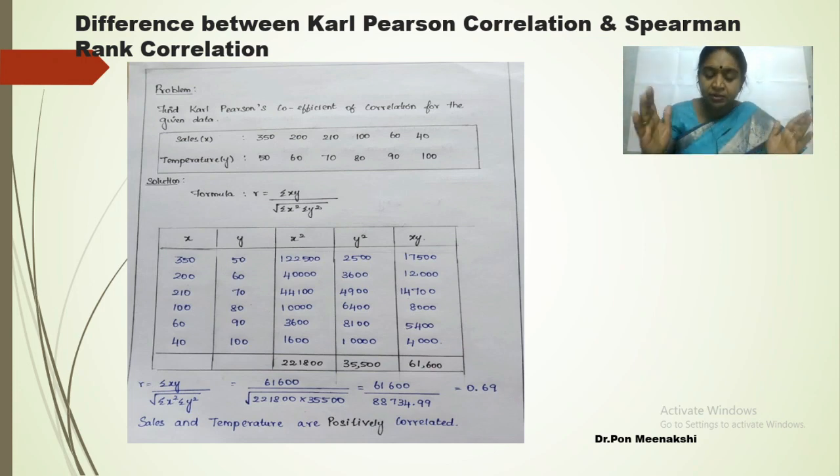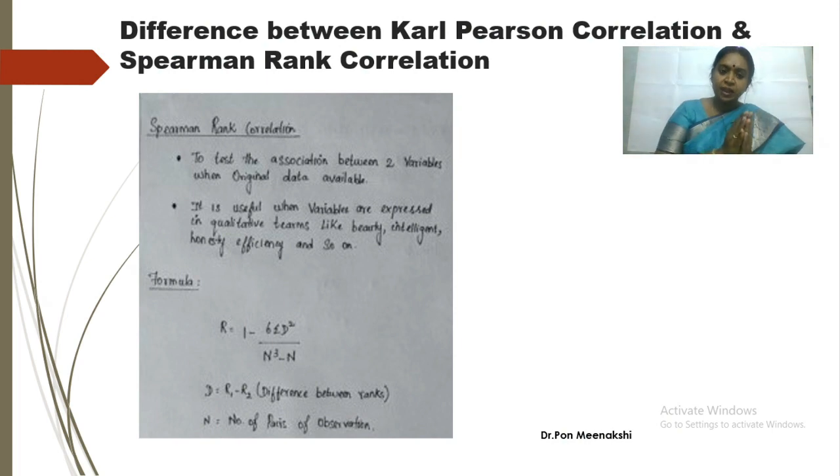Now let's move on to Spearman rank correlation. Spearman rank correlation is used for qualitative variables, to test the association between qualitative variables which are very difficult to measure, like beauty, honesty, integrity, intelligence, efficiency. These can be measured through Spearman rank correlation. In Miss Universe competitions, judges invariably use Spearman rank correlation. It only measures qualitative variables.